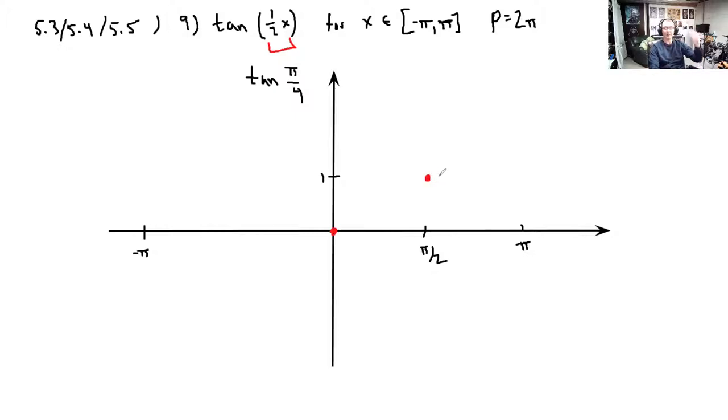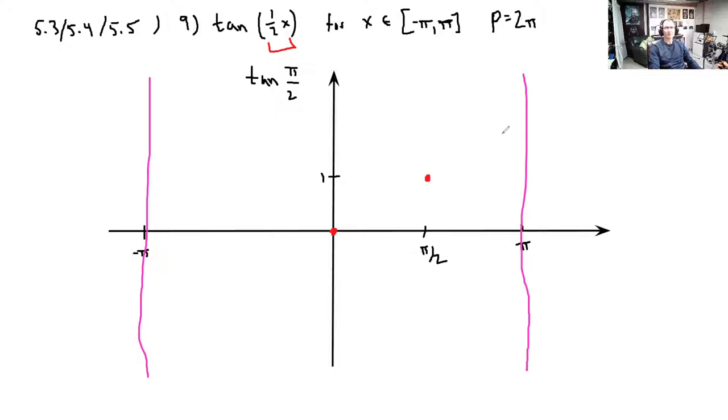So we don't have an undefined value for pi over 2 anymore because of this multiplication by 1/2. So what angle gives us an input of pi over 2 overall? Well, it's something times 1/2. That something is going to be pi. So if I plug this value in now, I get tangent of pi times 1/2, which is tangent of pi over 2, which is undefined. So now our vertical asymptote is at pi. And we have another one at negative pi.